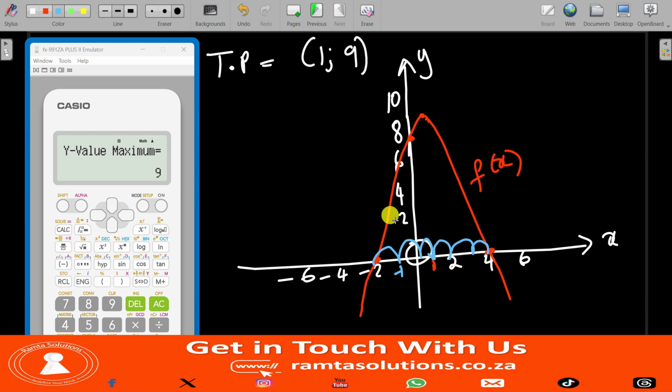So this is what your Casio calculator can do for you.